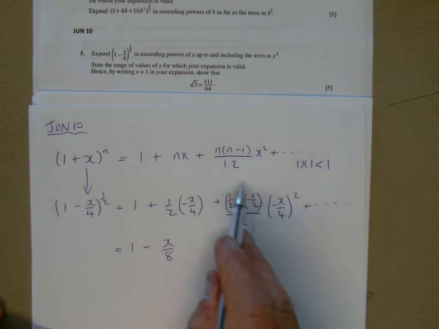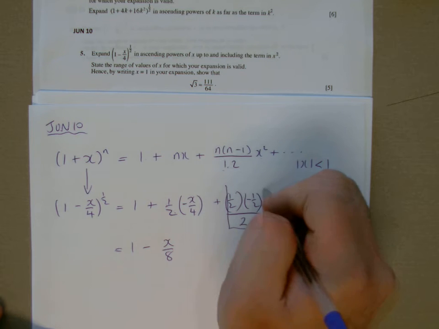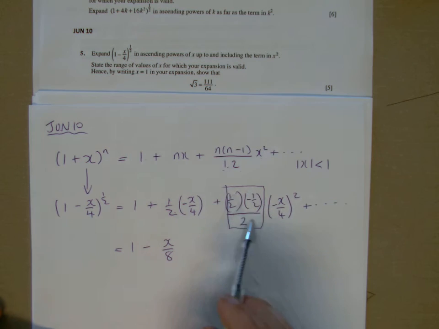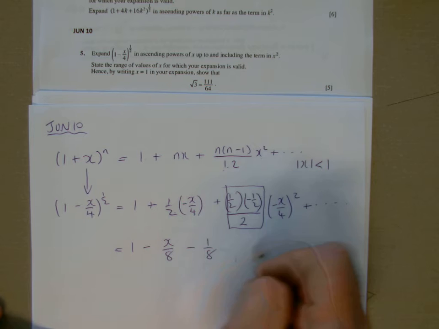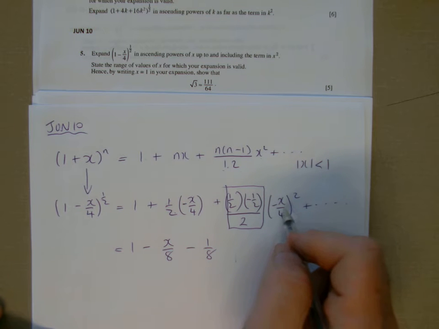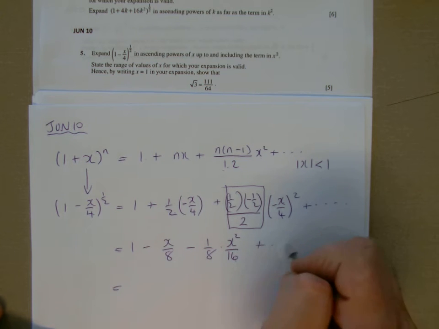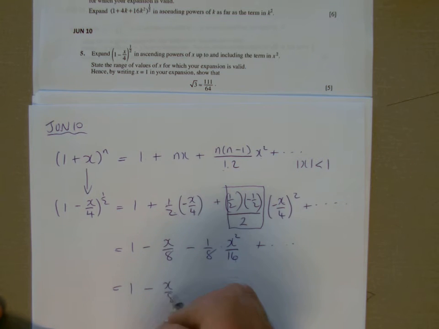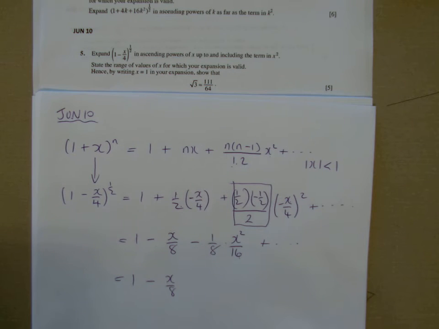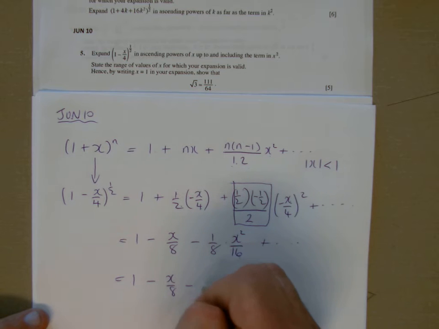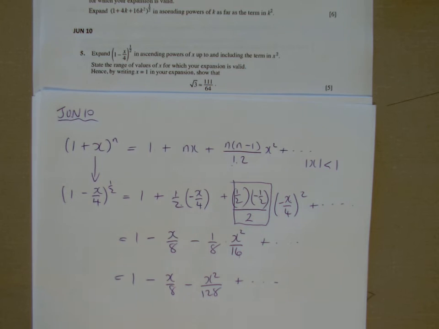Now, what I like to do is work this out on my calculator first. Work that out, that becomes minus an eighth. And then square this, and when I square this, that becomes x squared over 16, and the minus disappears, because squaring a minus gives a positive. So my final answer will be 1, take away x over 8, and then we've got to work that out. I need to know what 8 times 16 is. Of course that's 128, so that'll be minus x squared over 128 plus dot dot dot. Okay, and we've expanded up to x squared.